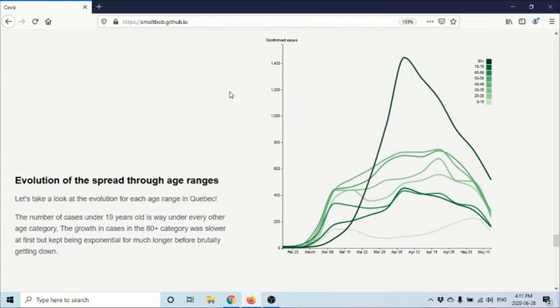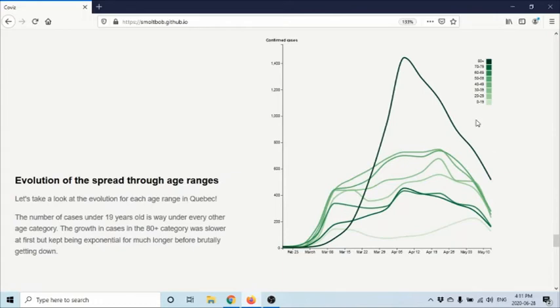Now, evolution of the spread through age ranges, with a special interest in Quebec. Now we have dates, we have the age groups, we have the number of cases here. The number of cases under the age 19 is way under every other category, as you see here. The growth in cases in the 80s category was slower, as you see here, but kept being exponential for much longer before brutally getting down.